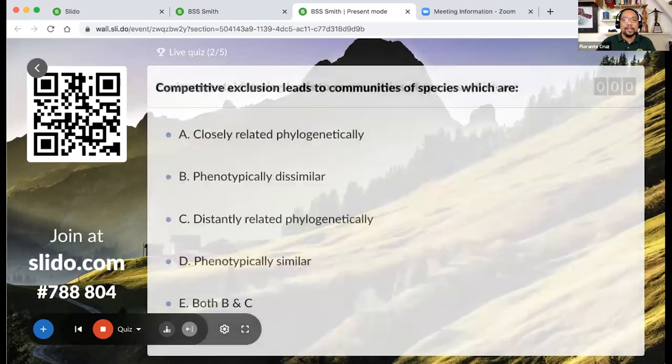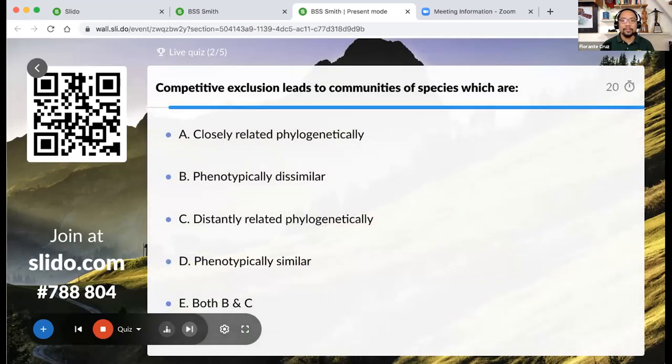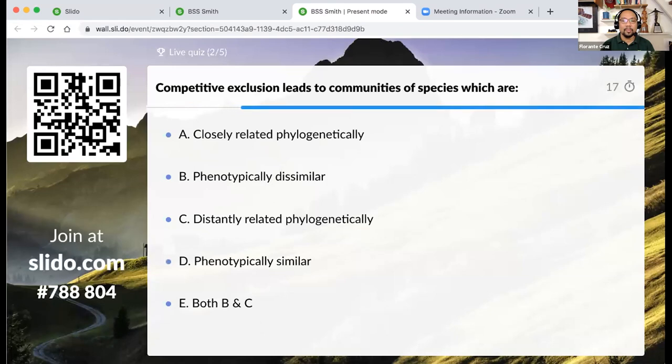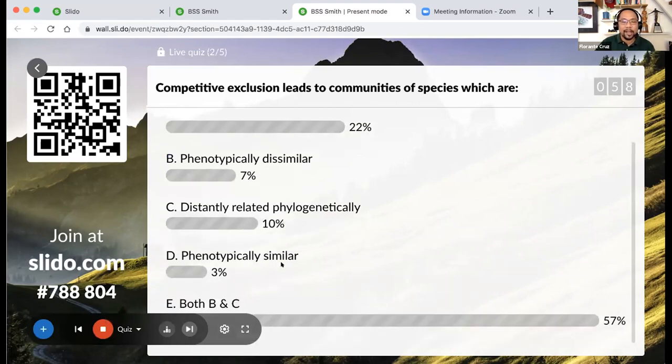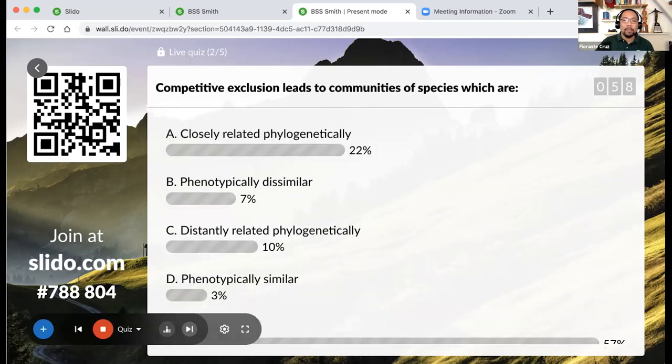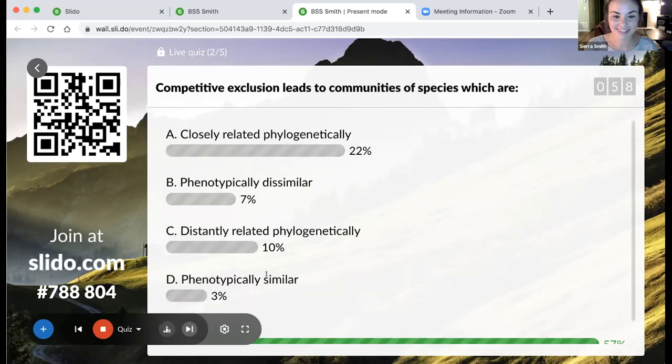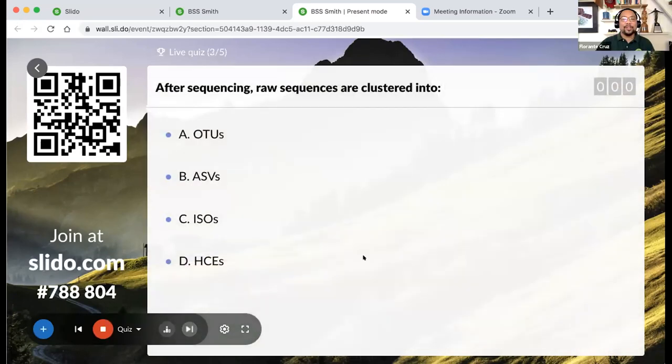The next question is, competitive exclusion leads to community subspecies, which are A, B, C, D, and E. Those are the options. And time's up. Let's see the answers. Again, it's both B and C, 57%. So at least half of you got it right. Next question.